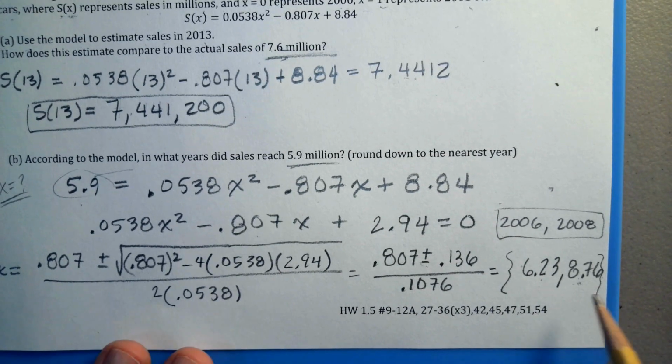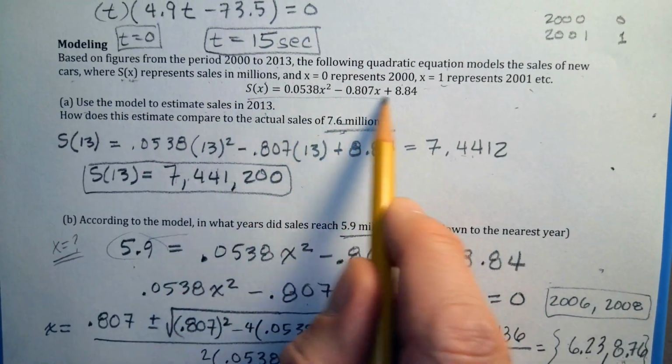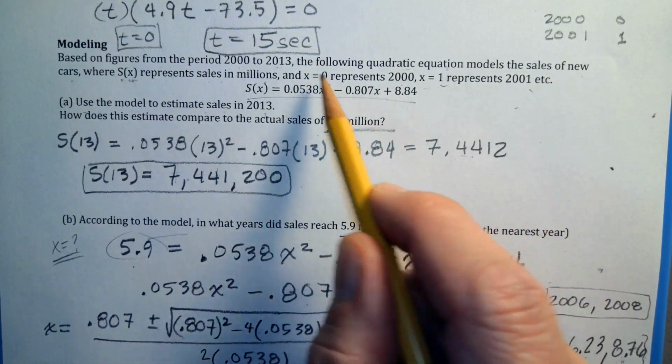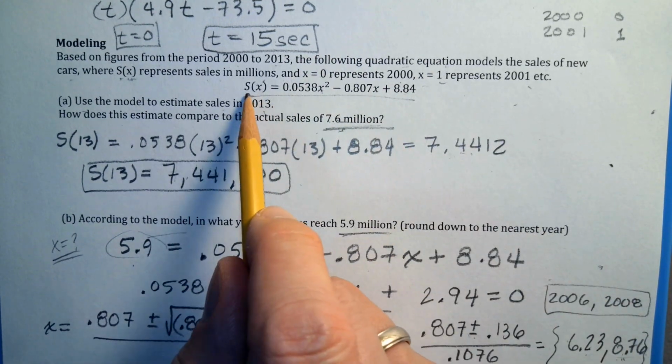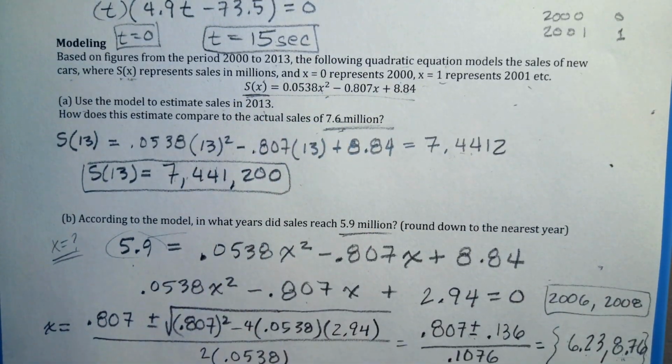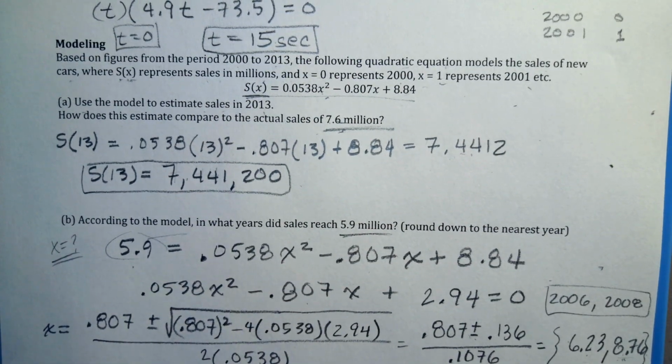All right, so that's just an example of modeling. They give us the equation already, and we just have to be able to use it both ways. Put an x value in and evaluate it, or if we know the answer, plug that in and look for the x. We should be able to do that for any of these types of equations that we come up with.